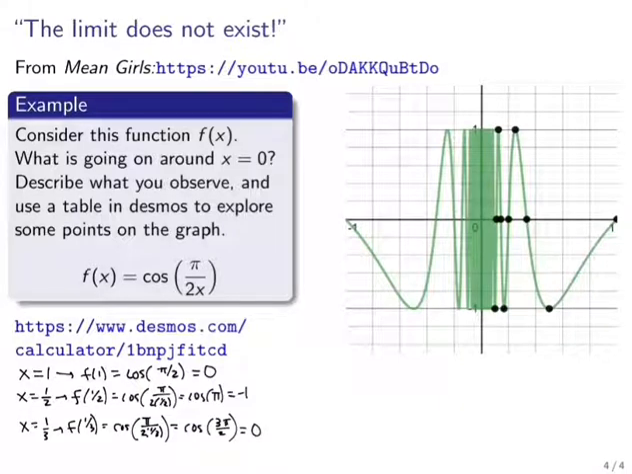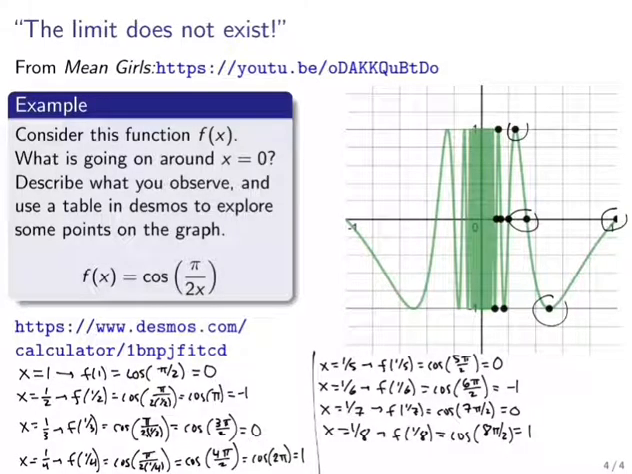And then when I plug in x equals 1/3, I get cosine of pi over 2 times 1/3, or cosine of 3 pi over 2, and that's a 270-degree angle. 1, 2, 3 pi over 2 is there, and if I plot that point on the unit circle, its x-coordinate is 0. That's why the cosine of that angle is 0.